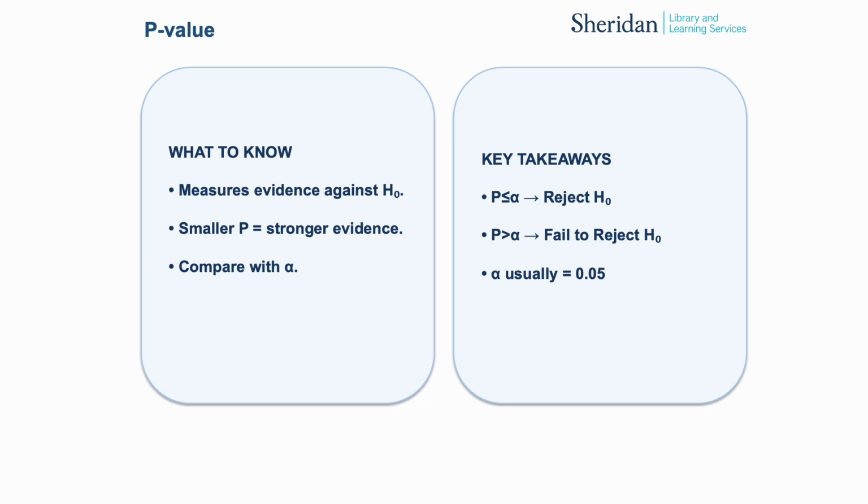Many students try to memorize these rules separately, but I recommend thinking about the logic instead. A small p-value means that our sample would be very unlikely if the null hypothesis were true. Since the result is so unusual, we have evidence against the null hypothesis. On the other hand, a large p-value means our sample is quite consistent with the null hypothesis. This is simply not enough evidence to reject it.